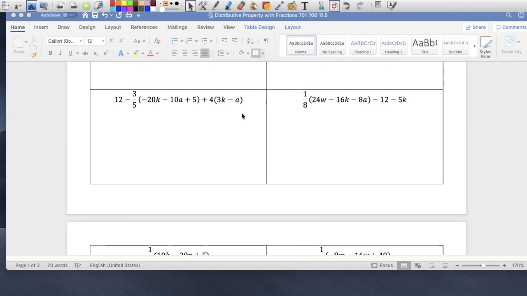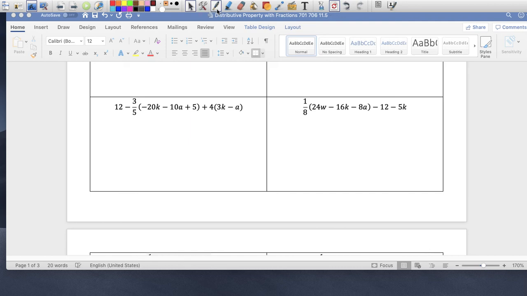Next one is 12. So again, please don't combine the 12 and negative 3/5. The 12 is just going to stay there. Now I'm going to do the distributive property with these guys. So it's a negative times a negative, which is a positive. And 3/5 times 20 is going to give me 12k. Negative times a negative is going to give me positive again. And 3/5 times 10 is going to be 6a. And then negative times a positive is going to be negative, and 3/5 times 5 is going to be 3.